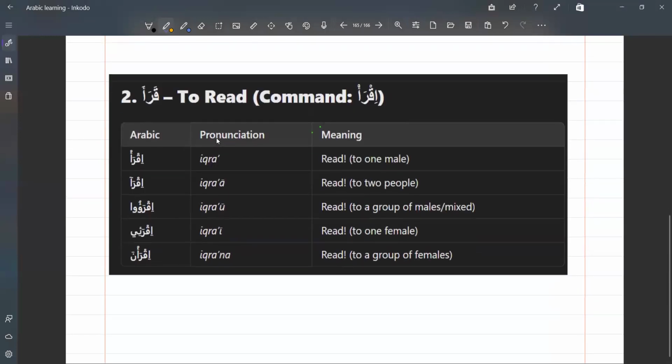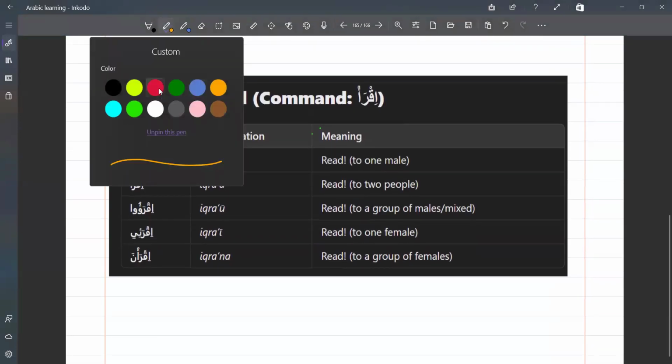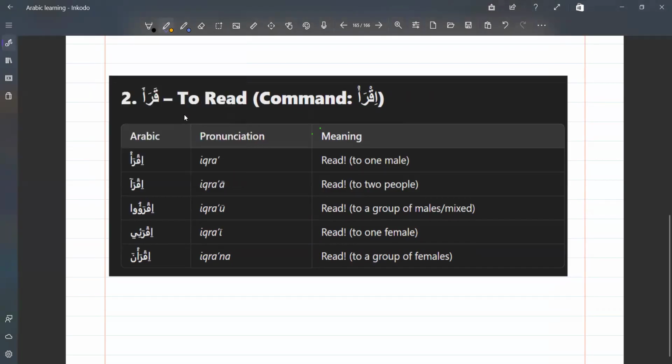So moving on, let's see another verb called Qara'a. Qara'a, we have discussed earlier, means to read. The first variation of this verb, Qara'a, would become Iqra. Iqra means read to one male. Iqra'a means read to two people. They can be male or female.